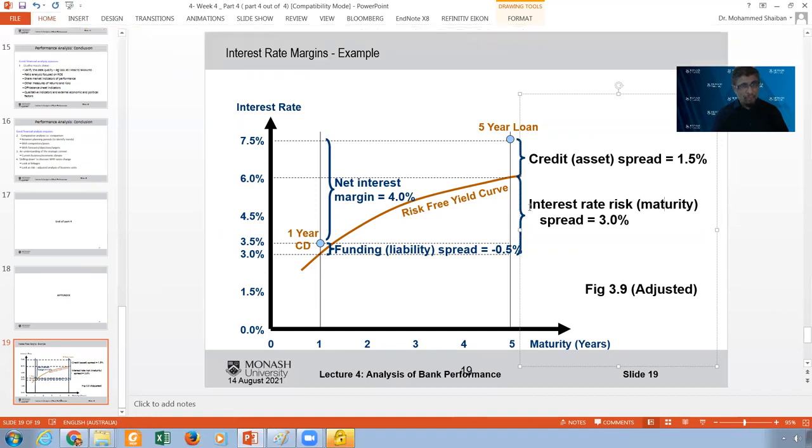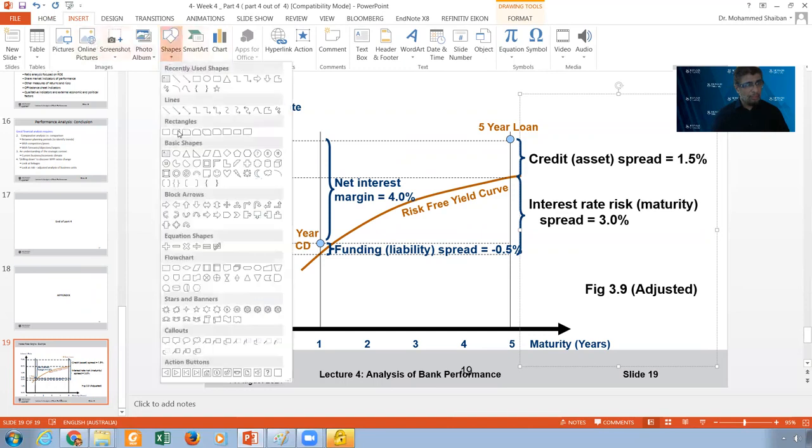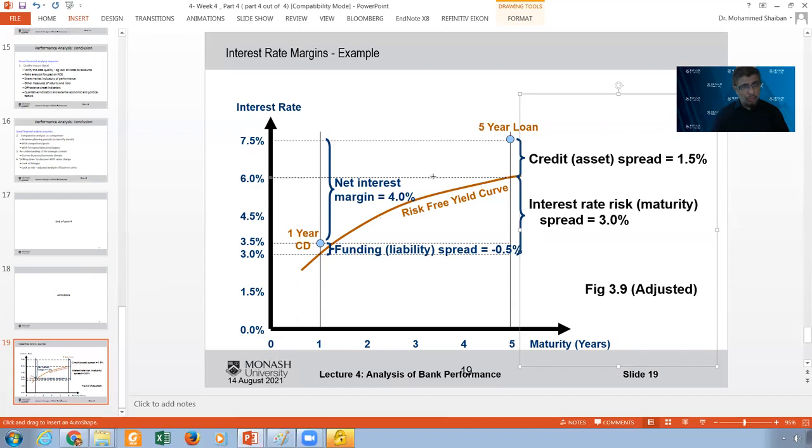This is the maturity. And this is actually for credit risk. So this area, all this area from here to here, is the spread for the maturity. But this is because there is no credit risk when we invest in government securities. Credit risk is out of our calculation because the government never defaults.